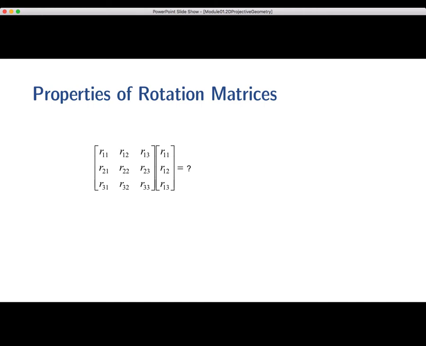Because a rotation matrix is an orthonormal matrix, what I get in the first row is R11 squared plus R12 squared plus R13 squared, which is really 1, because the norm of every row and column is 1. In the second row, I get the dot product of the first row and the second row as the second element, which is 0 because it's an orthonormal matrix, and in the third I also get 0. So I really get a 1 0 0.